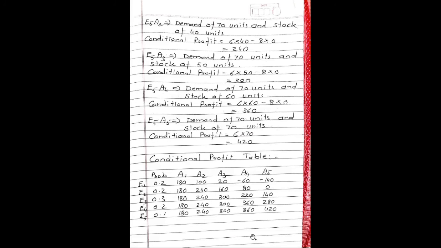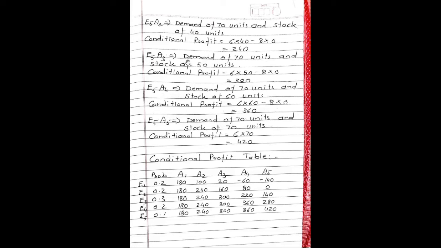Now conditional profit calculations for E5. E5 A1 means demand of 70 and stock of 30 units. So only 30 units can be sold. So conditional profit is given as 6 into 30, which is equal to 180. E5 A2: demand of 70 units and stock of 40 units. So only 40 units can be sold. So conditional profit is given as 6 into 40, which is equal to 240.